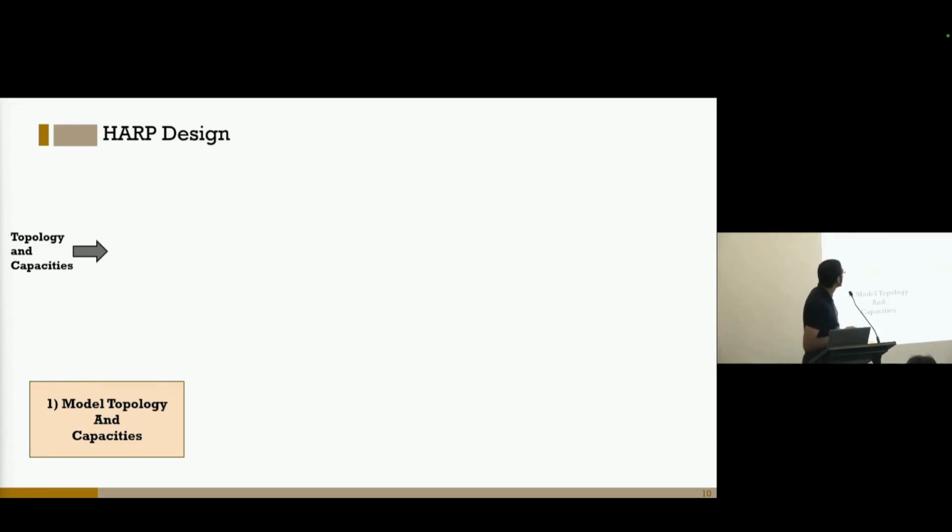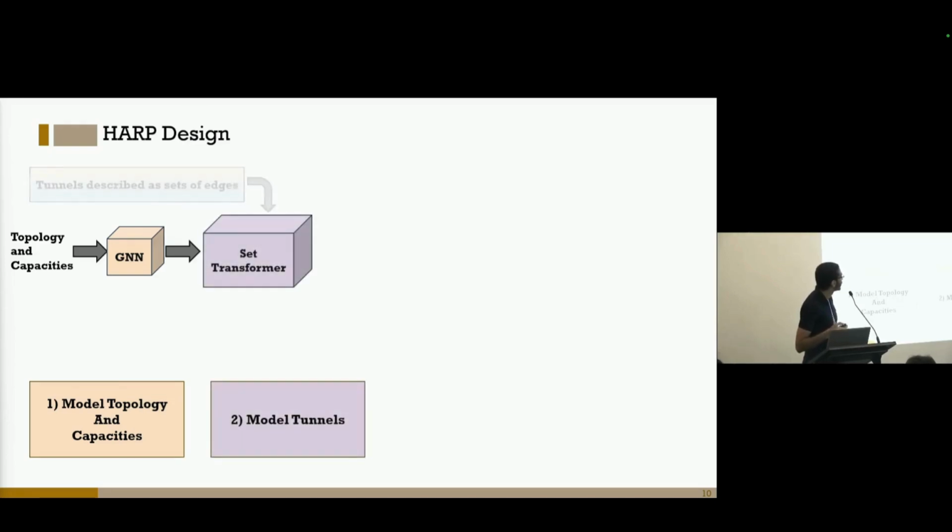HARP starts by taking topology and capacities as input and feed them to a set of graph neural network layers to generate a set of edge embeddings. Those in turn will be fed to a set transformer, which will also take tunnels described as sets of edges.